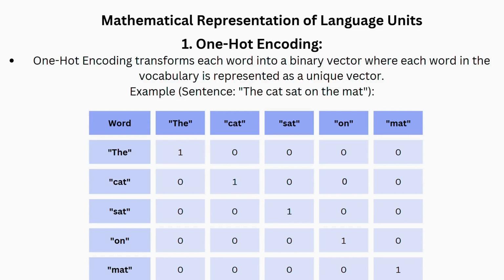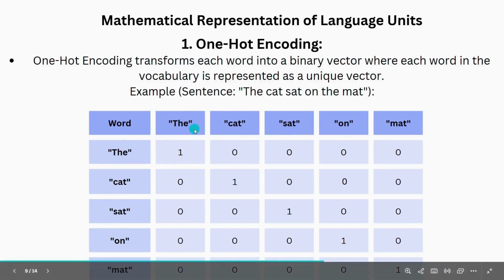This is one hot encoding, which is under mathematical representation of language units. One hot encoding transforms each word into a binary vector, where each word in the vocabulary is represented as a unique vector. Here the example is: the cat sat on the mat. We take each word from the sentence as a token, as before. So we take each word in columns and rows.